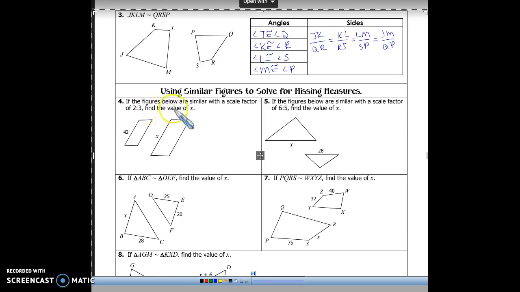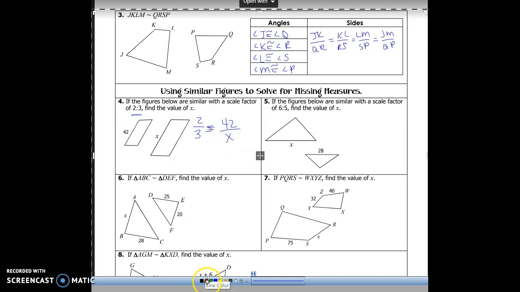Number 4, if the figures below are similar with a scale factor of 2 to 3, find the value of X. So we're going to use their ratio here, 2 to 3, to set up a proportion. So that set of sides then would be 2 to 3. So I would do 3 is bigger, so the bigger figure is going to go on bottom, which will be X, and 42 is going to go on top.